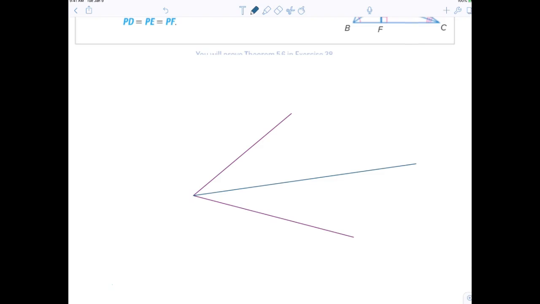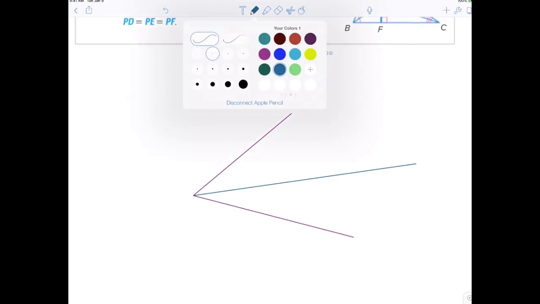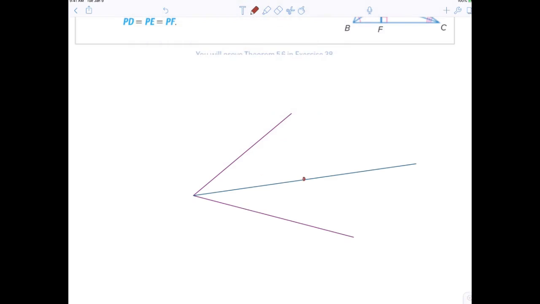So if I put a point on the angle bisector, what's true about that point? It's equidistant from both angle sides. That's exactly correct. Now let's prove that. Now let me ask you this. The distance from a point to a line is the shortest distance. Is that the shortest distance? That looks like the shortest distance to me. How do I know that's the shortest distance?